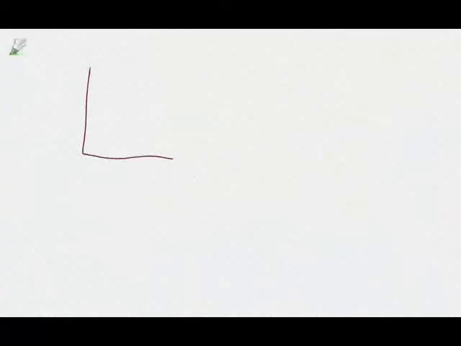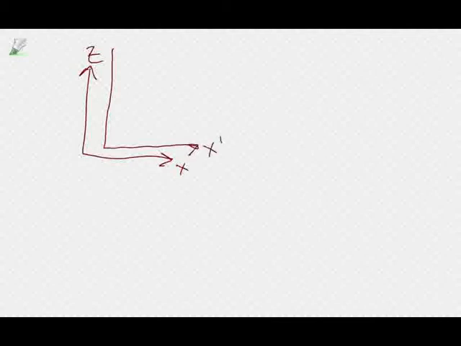So here's the setup. I'm going to have an inertial frame, which I'll label X and Z. I'm going to make Z up, so if you use your right-hand rule, you can figure out Y has to be into the page. And I'm going to have another inertial frame, so both of them are inertial, which I'll label X prime and Z prime. I'm going to assert that the second frame is moving with velocity V relative to the first frame, and for simplicity I've made V in the plus X direction.